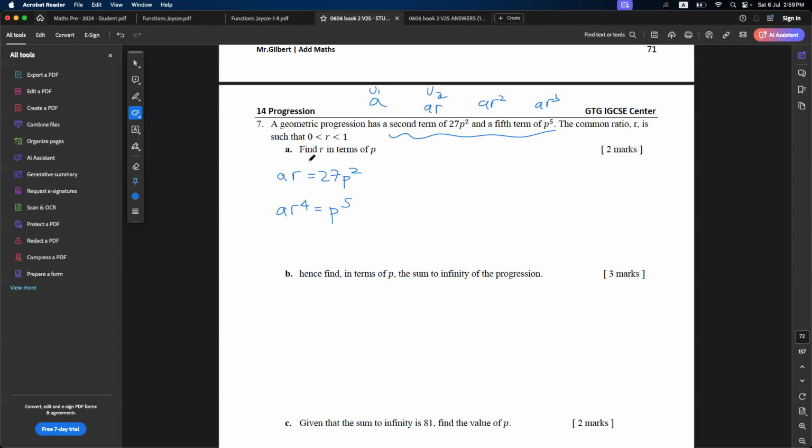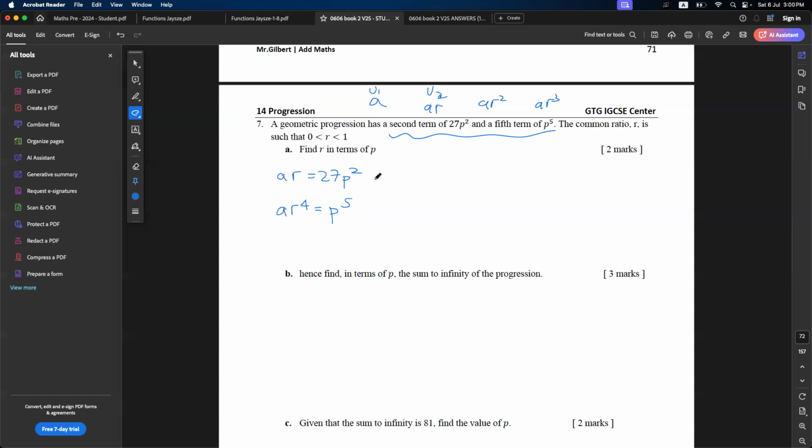Okay, the common ratio R is such that R is between 0 and 1. Find R in terms of P. Look at what we have here. You have AR and P, AR and P. What do we need to sub in? How do we get rid of the A, which is not asked in the question? Yeah, make A the subject, right?